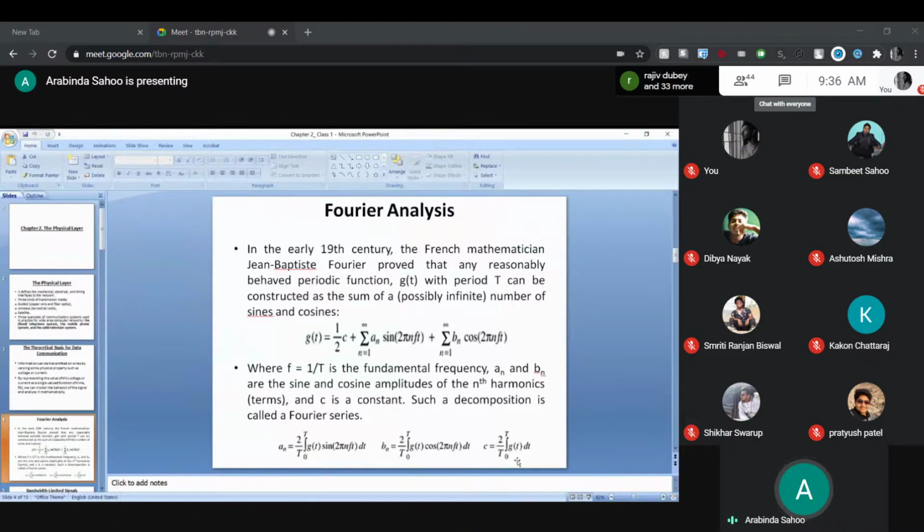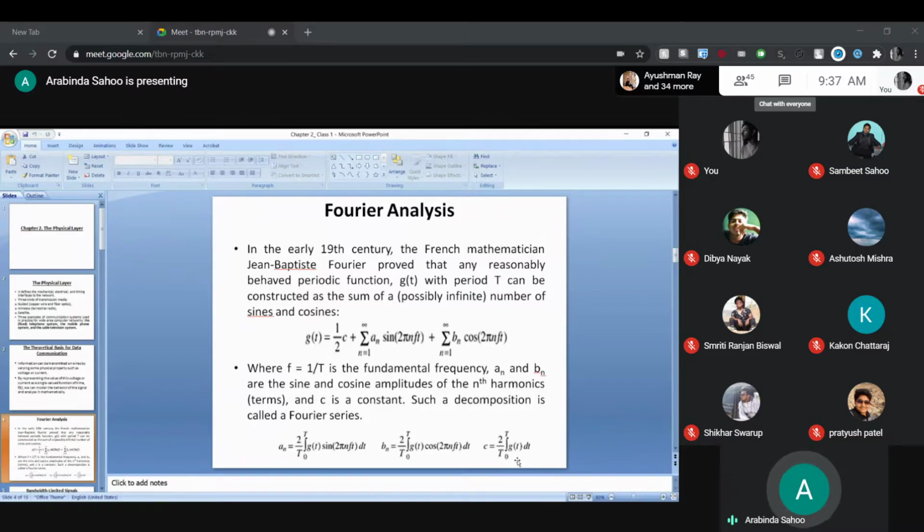So if you summarize, any periodic signal or periodic function gt with period t can be represented as a sum of infinite number of sine and cosine functions, which is mathematically represented by this expression: gt is equal to 1 by 2c plus the summation expression. If you compare, it consists of infinite number of sine and cosine terms. This f is normally known as the fundamental frequency, and an and bn are the sine and cosine amplitudes of the nth harmonic terms.